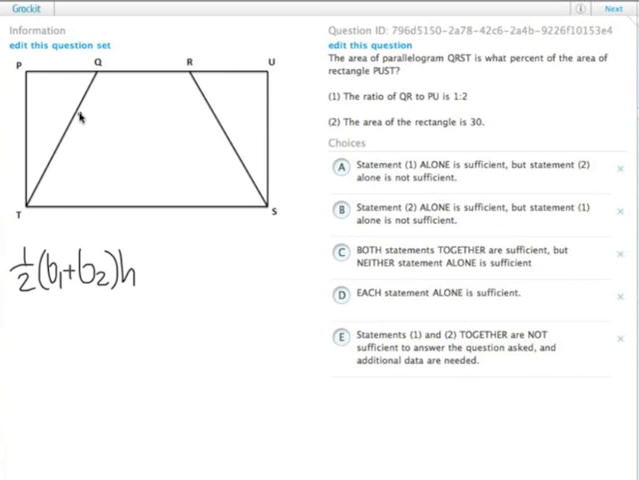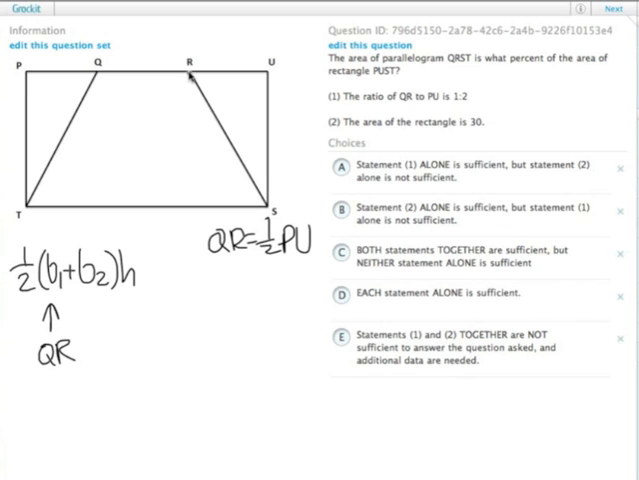area of the rectangle. Okay, so statement 1, the ratio of QR to PU is 1 to 2. So that means that QR equals 1/2 PU, which then means that if we just use all of this in terms of QR, then the one base of the parallelogram is QR.